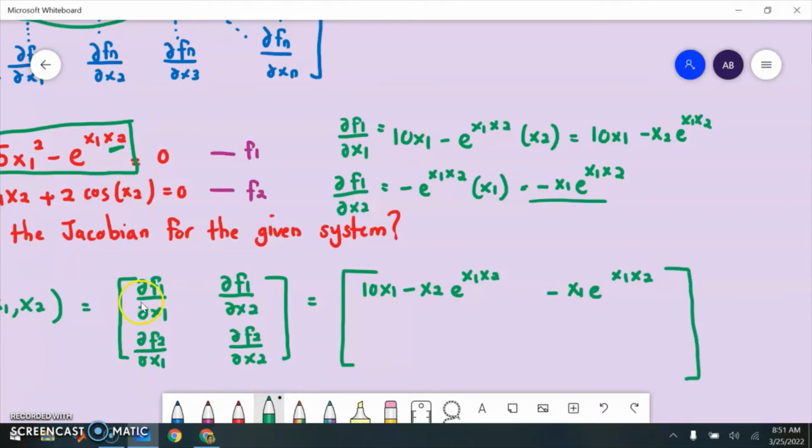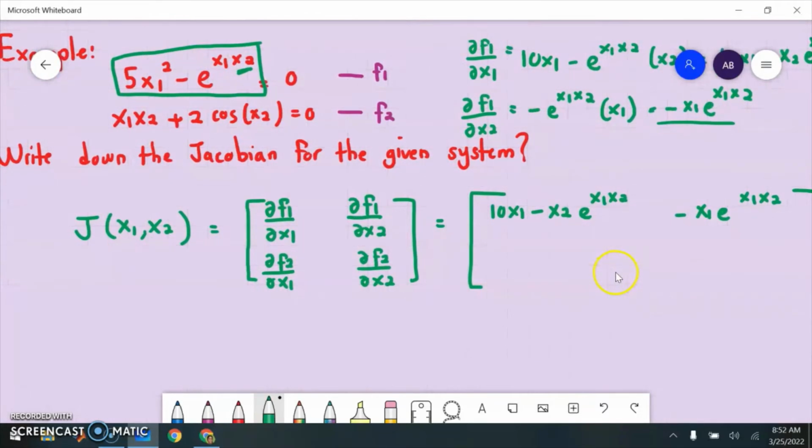For the function f1, you take the derivative with respect to x1 for the first column, and for the second column you take the derivative of f1 with respect to x2. Now let's move on to the second function.